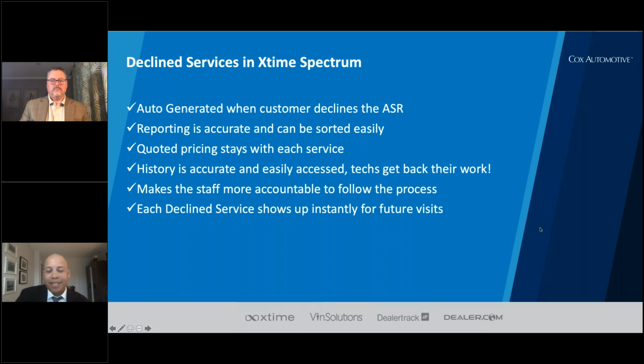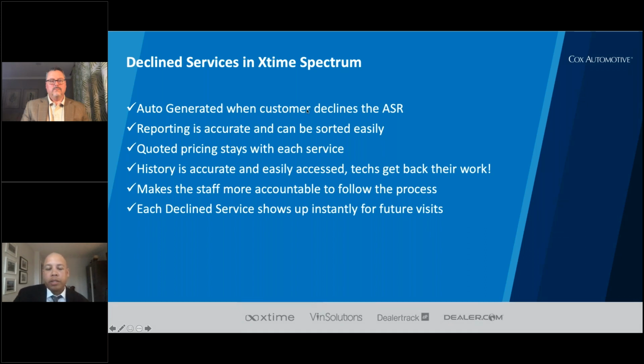So right away, it almost acts as a soft sell for your dealership, because the customer is not getting that initial hard sale of "Hey, you need this, this, this." They actually know about it already, and they're just getting that information one more time. So that is one of the benefits of using the decline service.